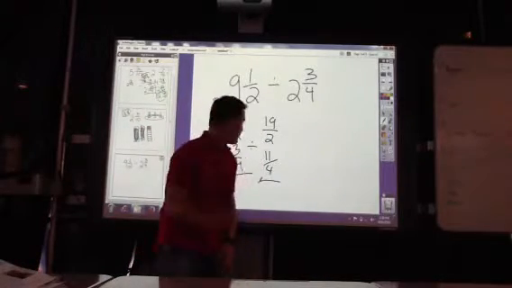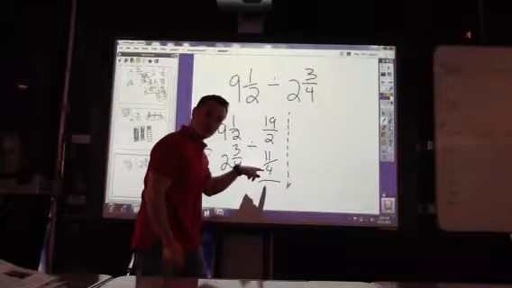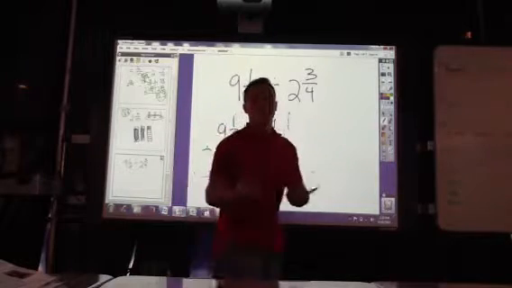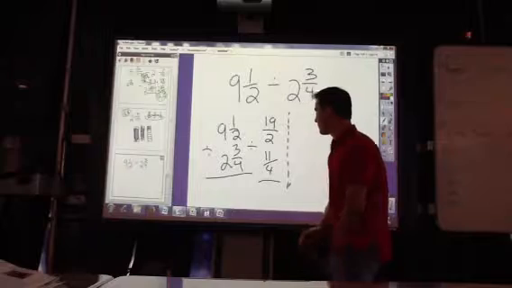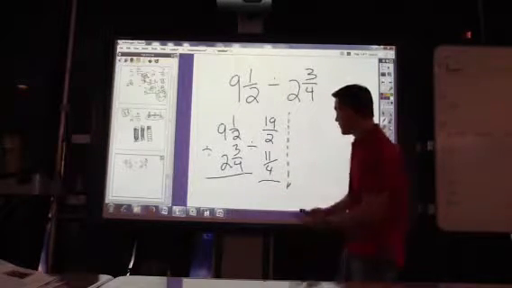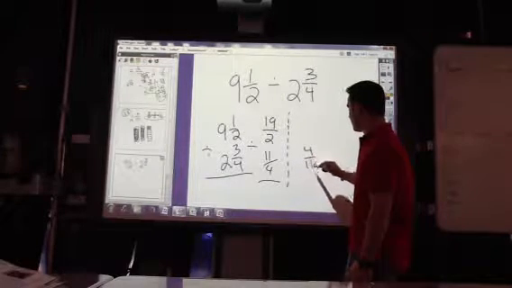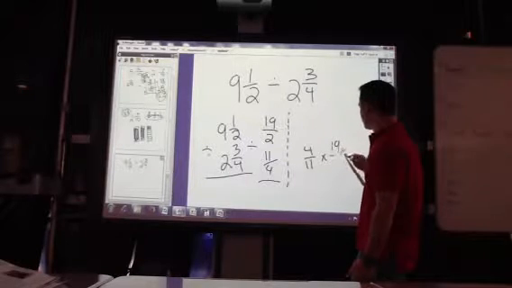So the next step is going to be changing this, flipping it. I know you've done this before probably, or you've heard of it. You flip it, and flipping it is called finding the reciprocal. So I'm going to find the reciprocal of 11/4. Reciprocal of 11/4 is going to be 4/11. So I'm going to have 4/11 times 19 over 2.